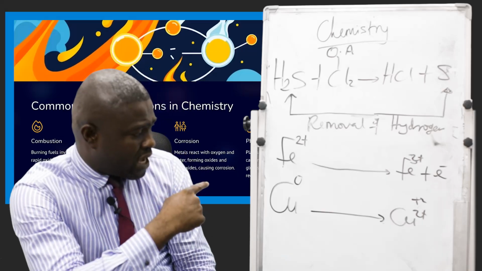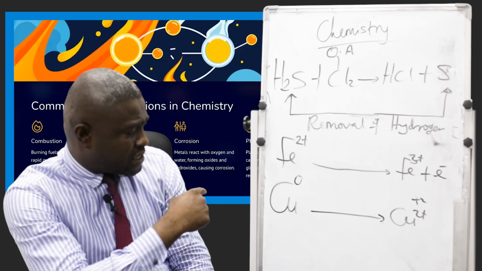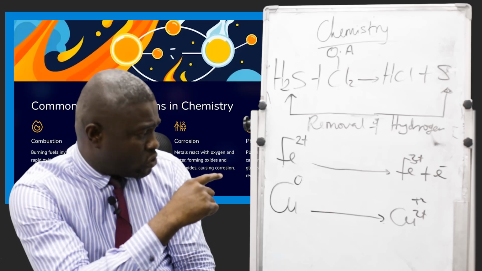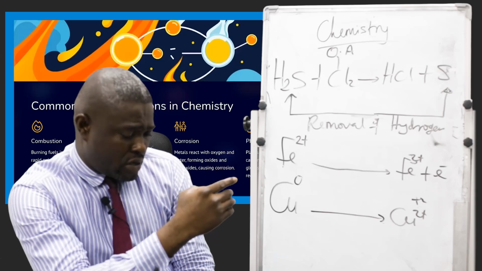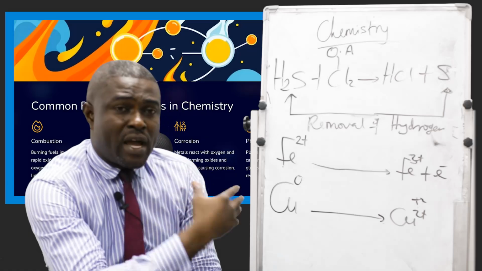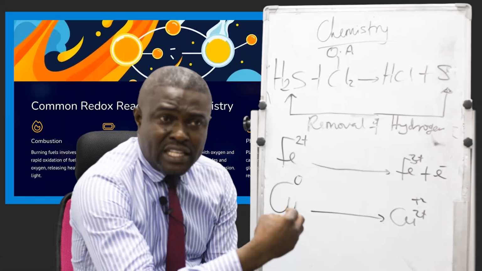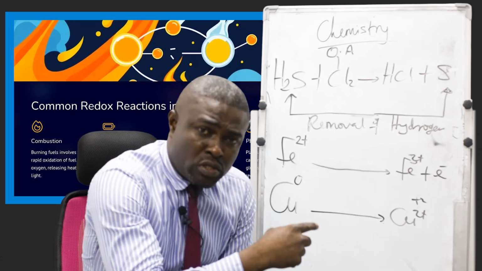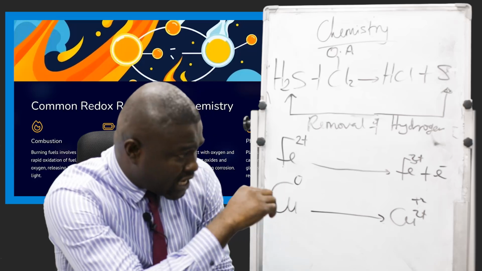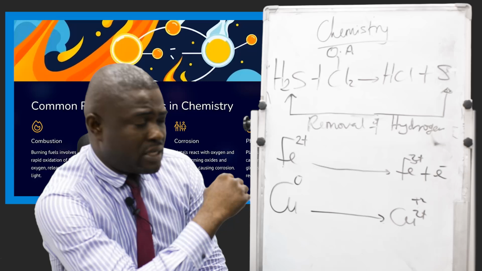Now, watch. Look at what I have on the board there. I have copper at my left-hand side having an oxidation number of 0, and I have Cu2+ at my right-hand side with an oxidation number of what? +2. Where do I have a higher value? I have a higher value at my right-hand side. And that is where I'm going to introduce the electron in order to bring the number down so that it can be equated to the number at my left-hand side.